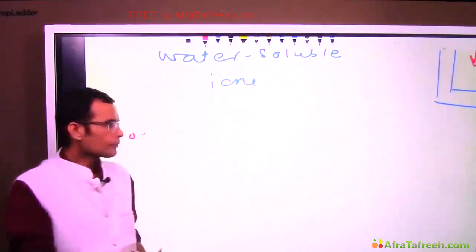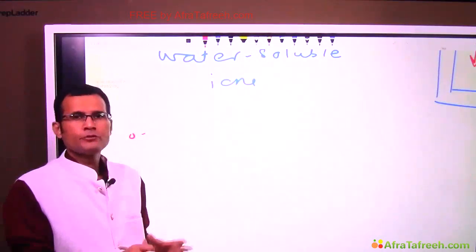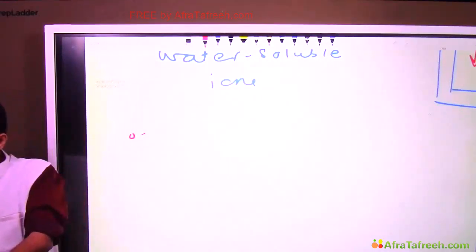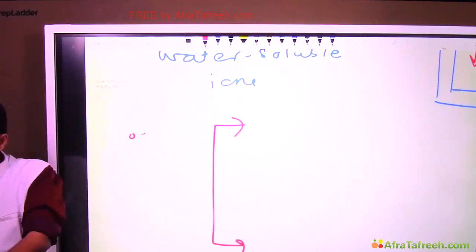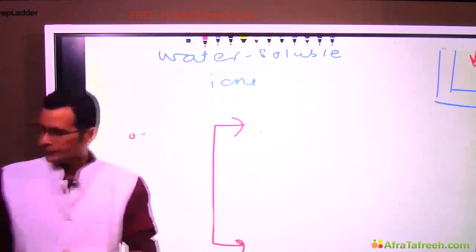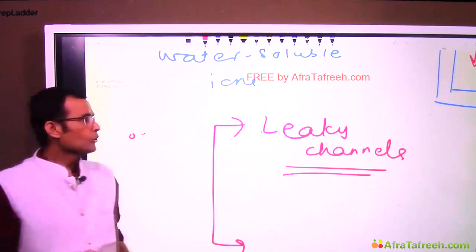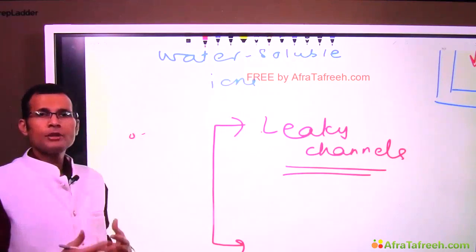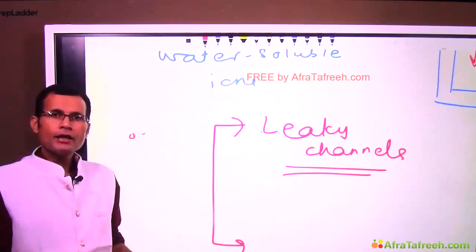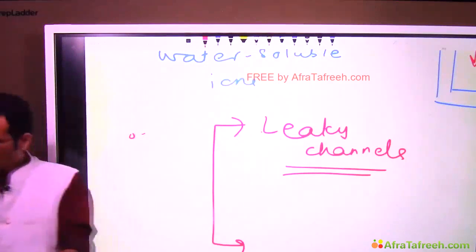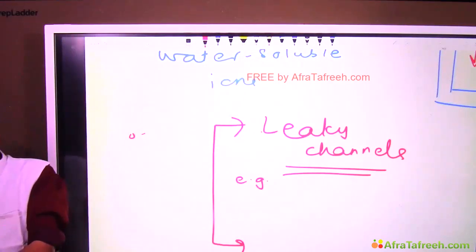Second point, what are the various types of channels? Let's see the types of channels. Well, at a very basic level, there are two types of channels. One, leaky channels. You know, leaky channels are somewhat similar to pores. They will allow a continuous leakage of that particular substance. For example, sodium leaky channels.